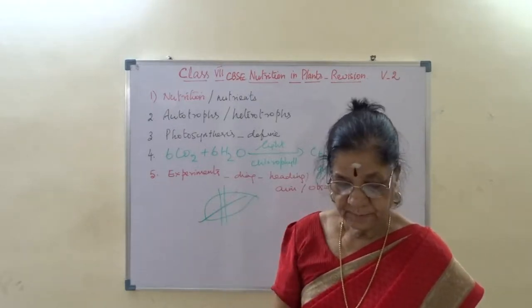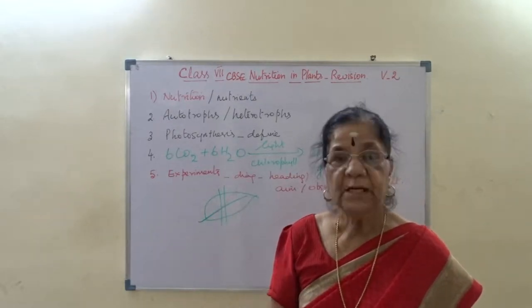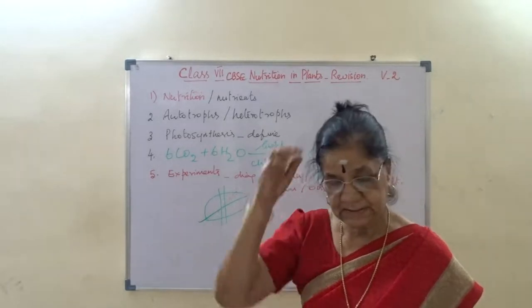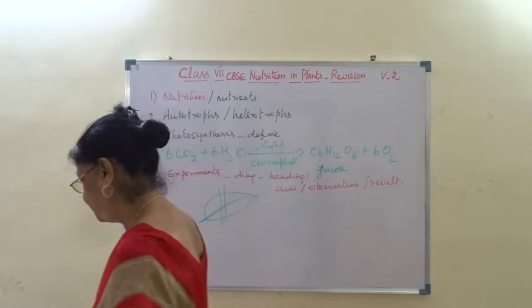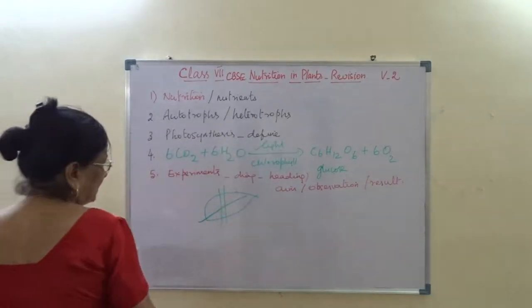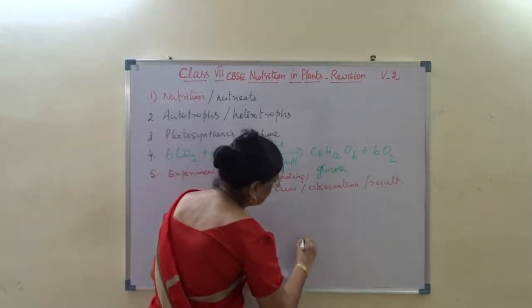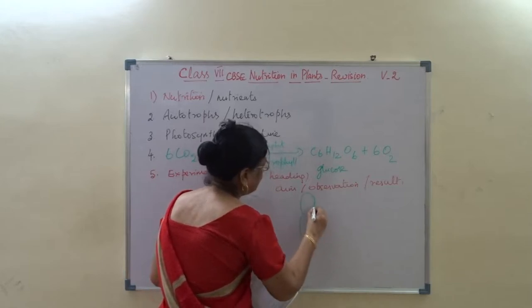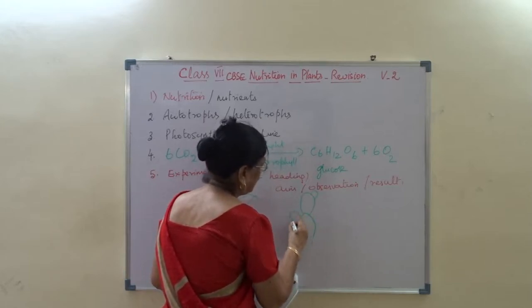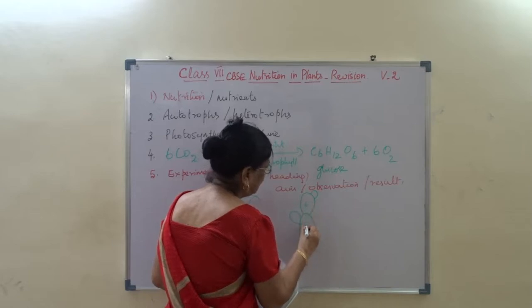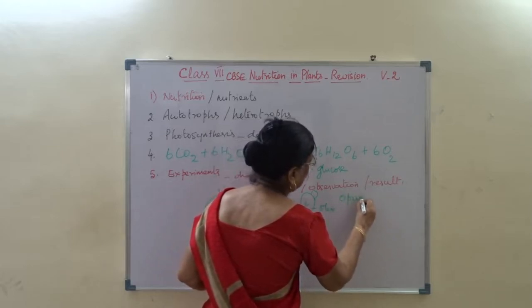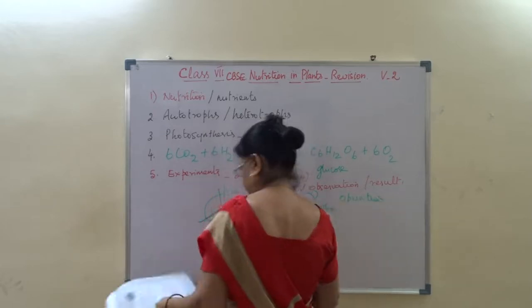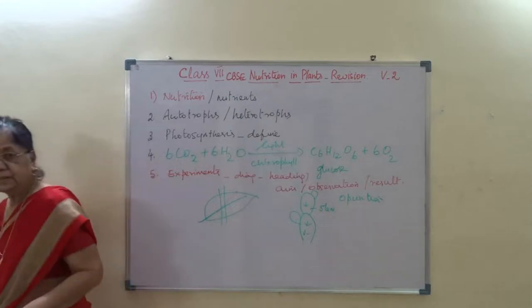Then in cactus, the Opuntia plant, which part performs photosynthesis? In cactus, the stem is doing the function of photosynthesis. In the Opuntia, the leaves are reduced to spines. Now this is a flattened stem doing the function of photosynthesis. I hope you understand.